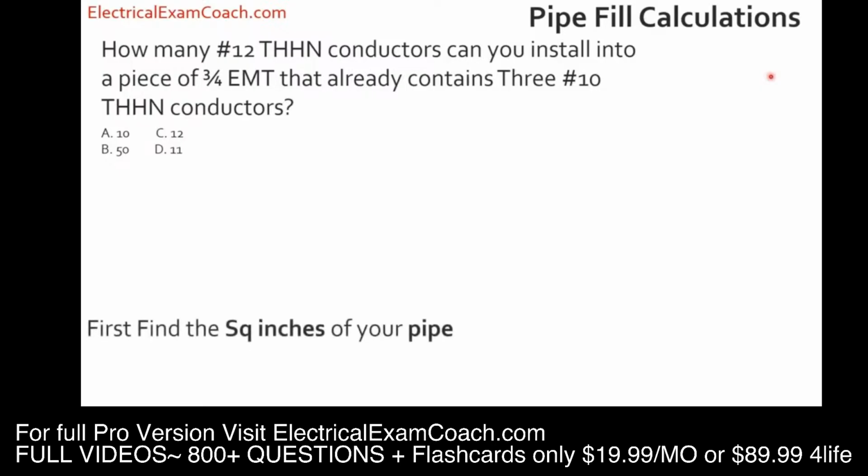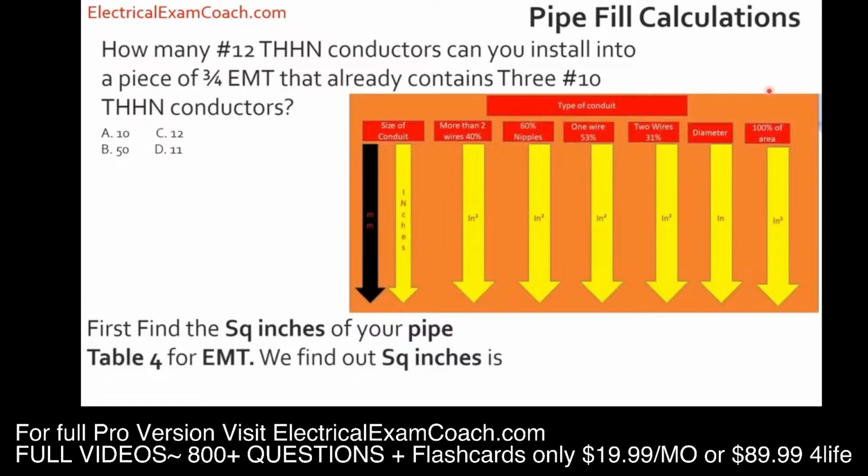The first thing we're going to do is find the total area that we have to work with. To do that, we're going to head to Chapter 9, Table 4 for EMT. When we get there, the first thing we do is make sure that we're in the right type of conduit. Then we start on the left-hand side and find our trade size, and we go down to 3/4. Then we cross over to the more than 2 column because our question deals with more than 2 conductors, so we pull from the 40% column. That lets us know that our starting available area is 0.213 square inches.